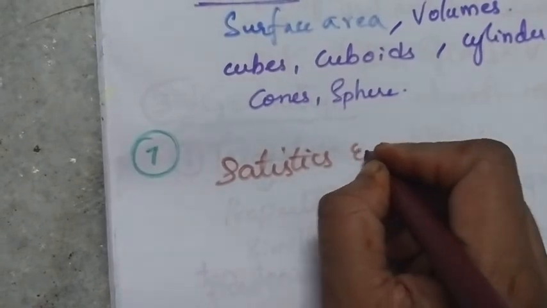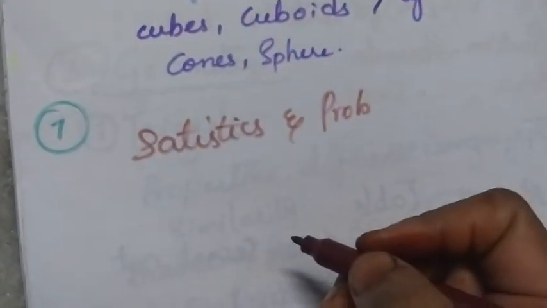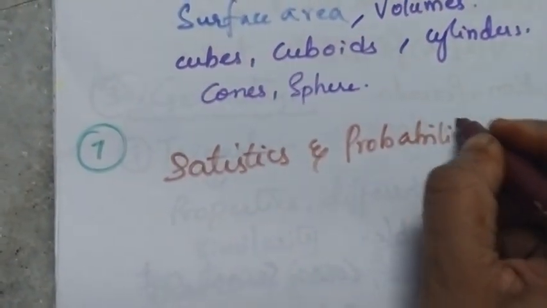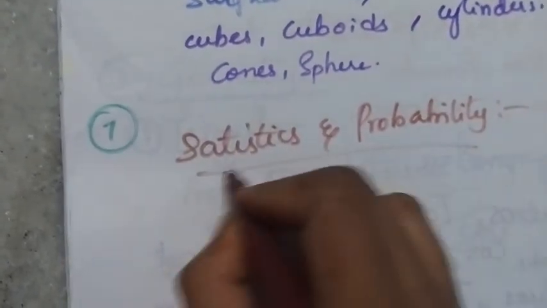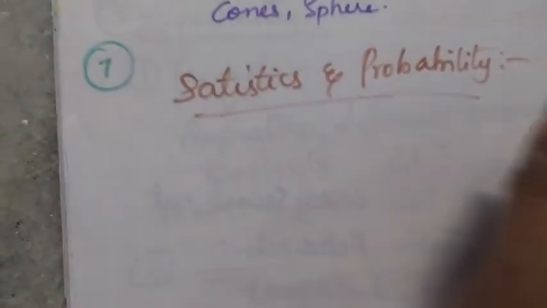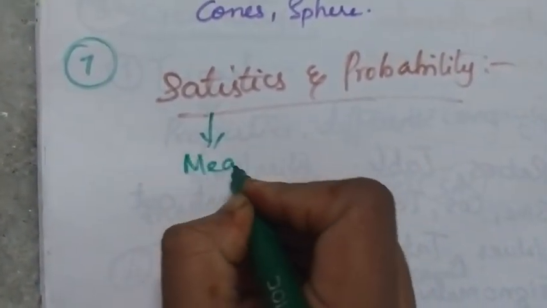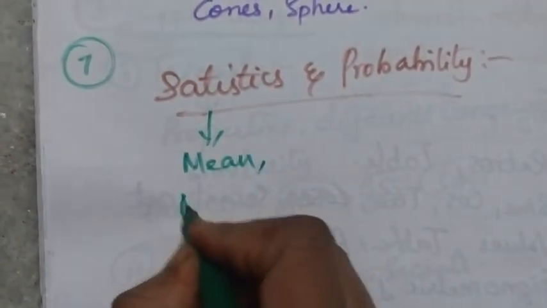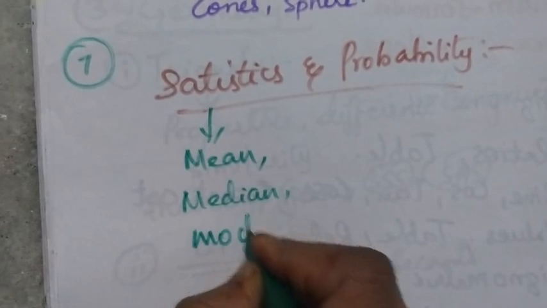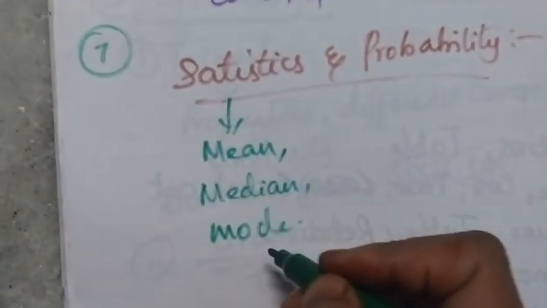And last is statistics, and I have told you not more than 20 minutes. Okay, 21 minutes going on. Probability. Okay, children, in an easy way I am telling you what topics cover the chapters. Statistics: mean, median. We have to learn about median, mode. Okay, we have to learn the data of mean, median, mode.